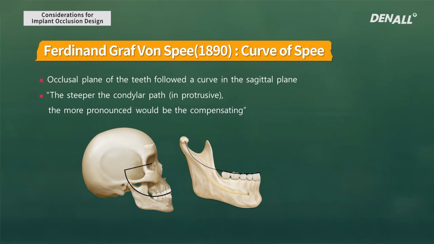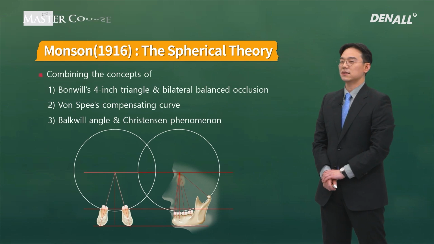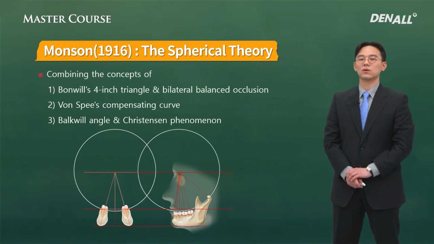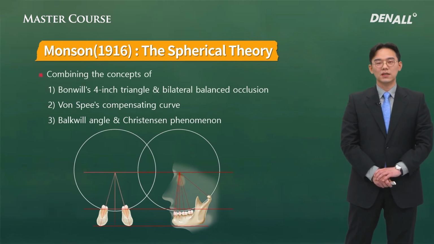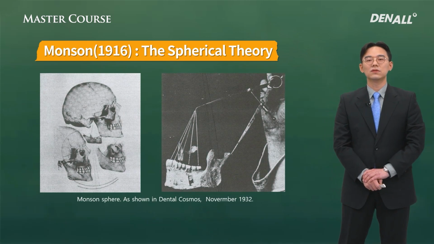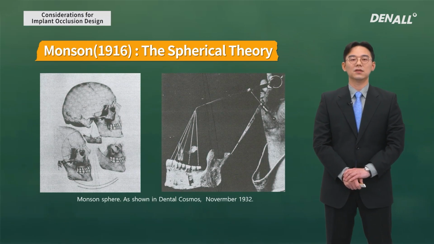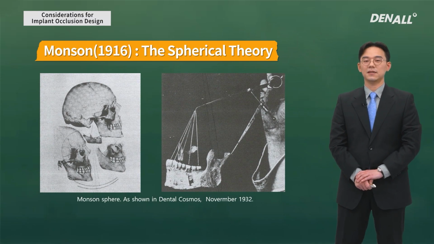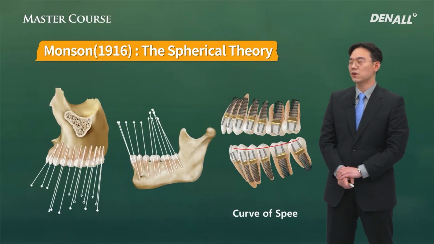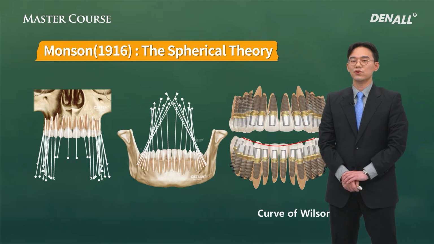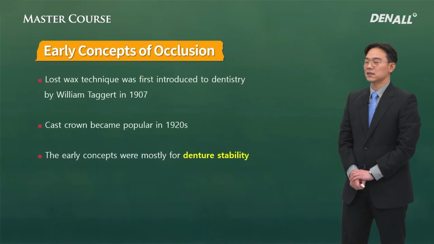Now, the spherical theory by Monson appears. The 4-inch sphere is the combined concept of Bonwill's triangle, Von Spee's compensating curve, the Buckwill angle, and the Christensen phenomenon, which says when the lower condyle moves forward, posterior teeth disclude. When Monson's spherical theory was announced, this was in the paper. When we talk about the occlusal plane, this is the image associated with it. The curve of Spee is the sagittal plane of the Monson sphere, and the curve of Wilson is the frontal section of the Monson sphere.